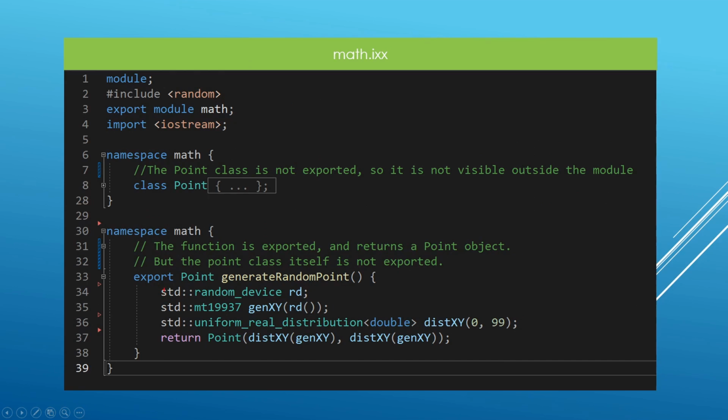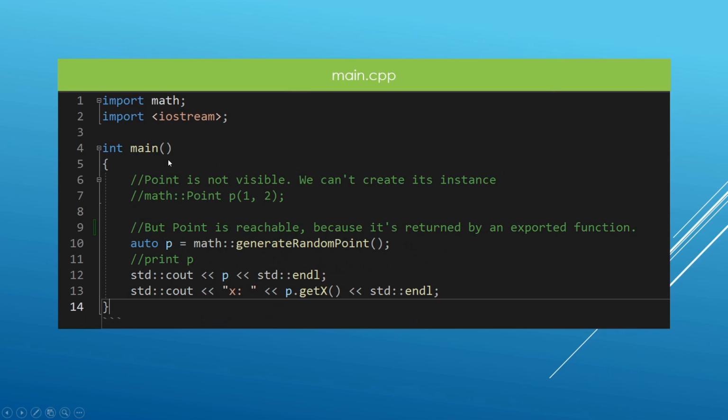Again, coming back to our point, the main point here is that we are returning a Point, and Point is not exported. Let's go to the main CPP file that is going to be using our math module. Point is not visible, so we cannot create its instance. If we try to run this code here, it is going to give us a compiler error. But notice what we can do. We can call the generate random point function, which is going to return a Point. C++ is clever in that we won't be mentioning Point here. We use auto to let the compiler deduce the return type. If you say Point here, you are going to get a compiler error because you can't mention Point. But notice that we can really do things with the Point object that was returned by this function.